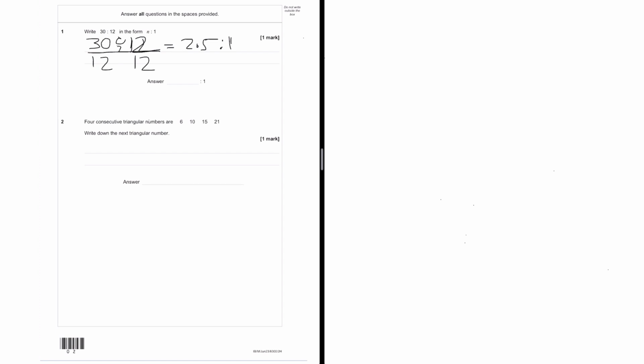For the next question, we have 4 consecutive triangular numbers: 6, 10, 15, and 21. Write down the next triangular number. You'll notice for triangular numbers, the skip between successive numbers increases each time. So plus 4, plus 5, plus 6. So the next one is going to be 21 plus 7, which is 28.